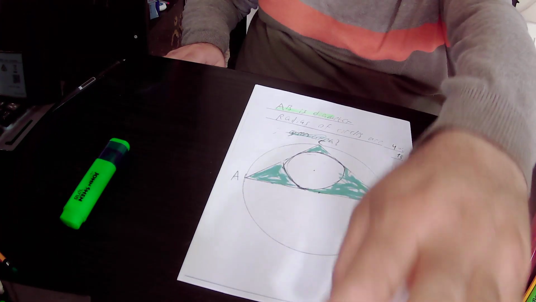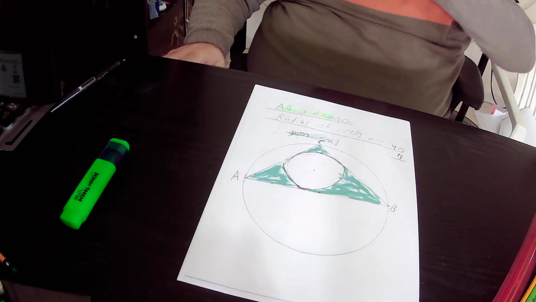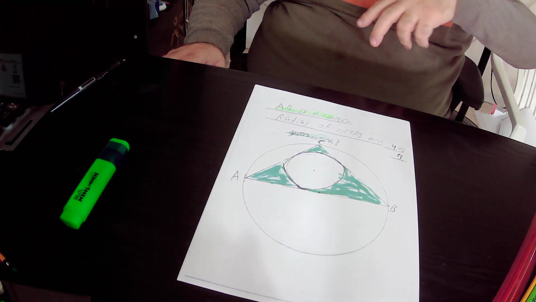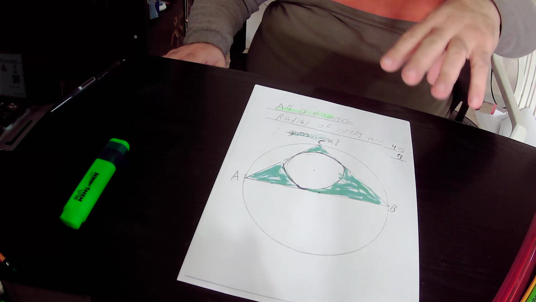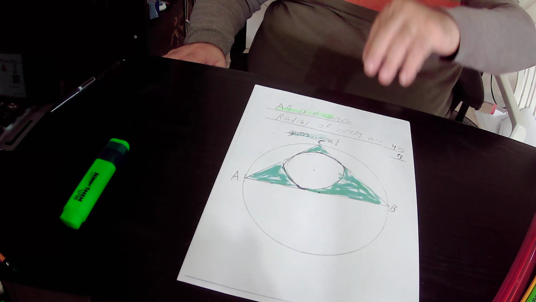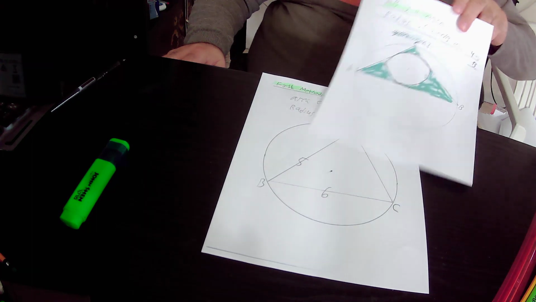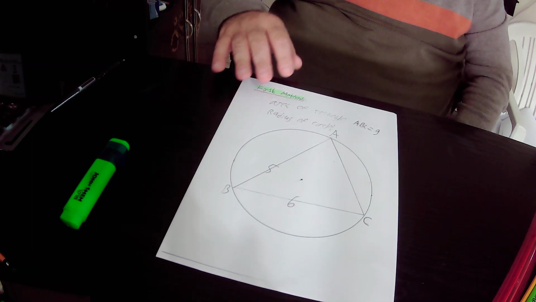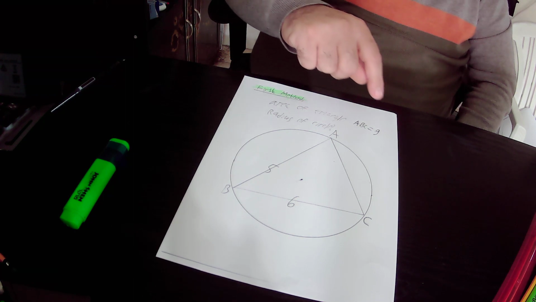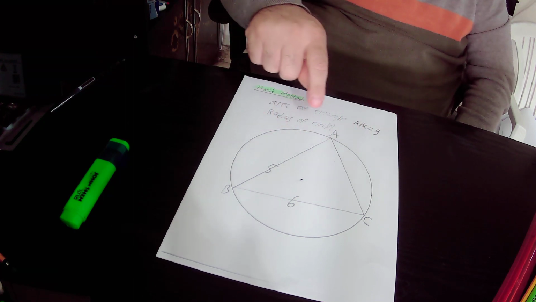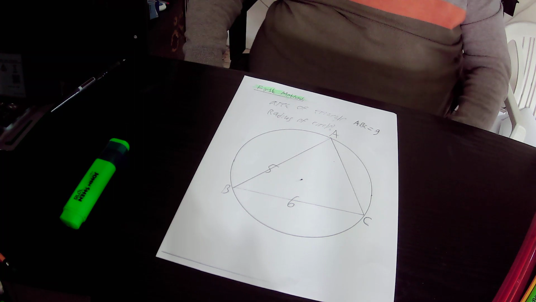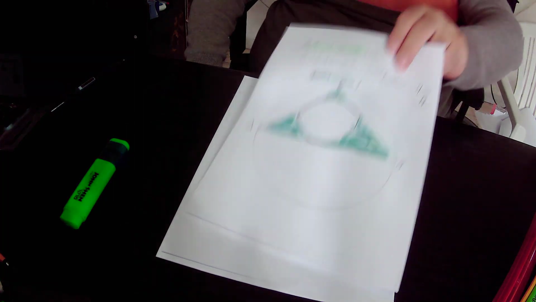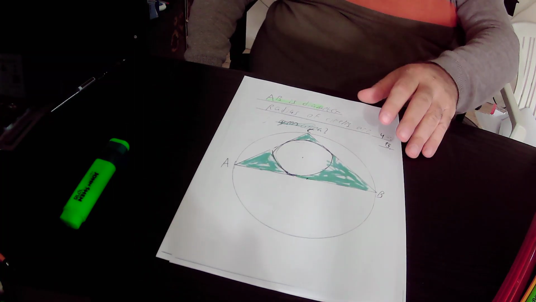Hello, in this lecture we'll answer two questions. In the first question, we'll find out the area of the green shape, and in the second question, we'll find out the radius of the circle that blocks triangle ABC. So we'll start with the first question.